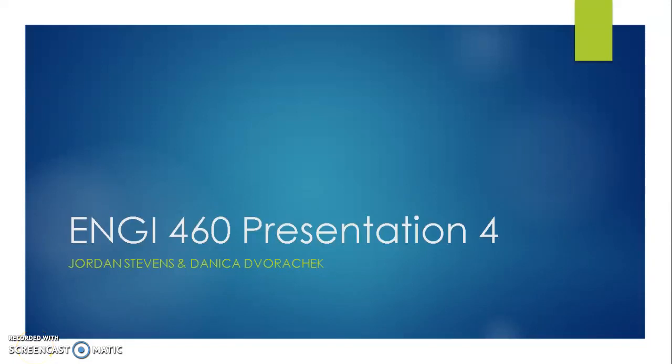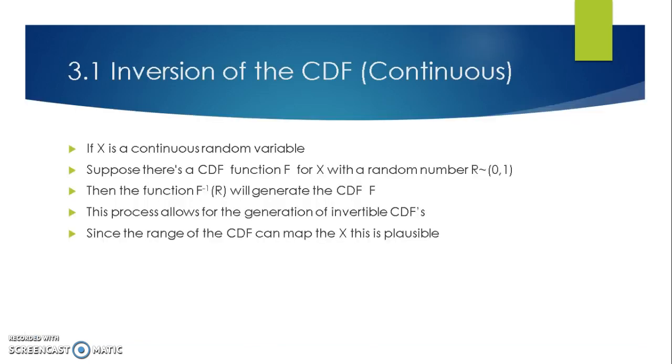Sadly, we couldn't do our presentation together this week because of spring break, but we're going to be going into it. What we're going to be talking about is Chapter 3 of the book. The first section is 3.1, Inversion of the CDF. This is for a continuous example. They gave continuous and discrete examples.